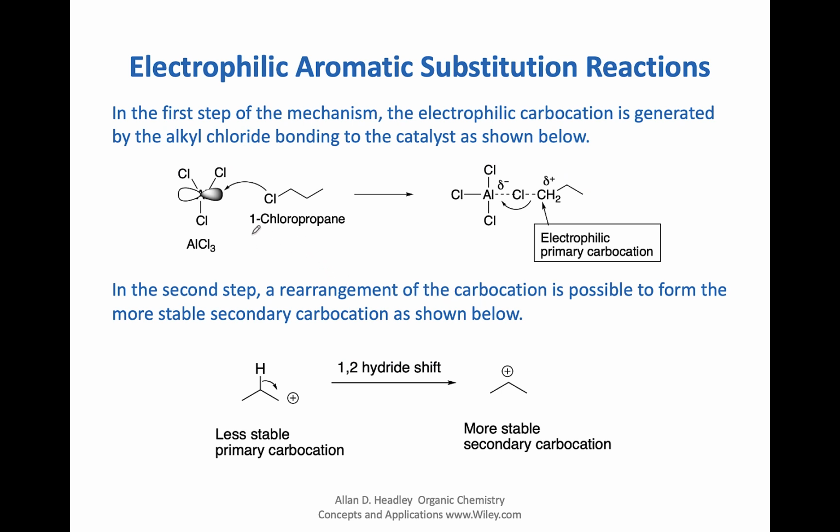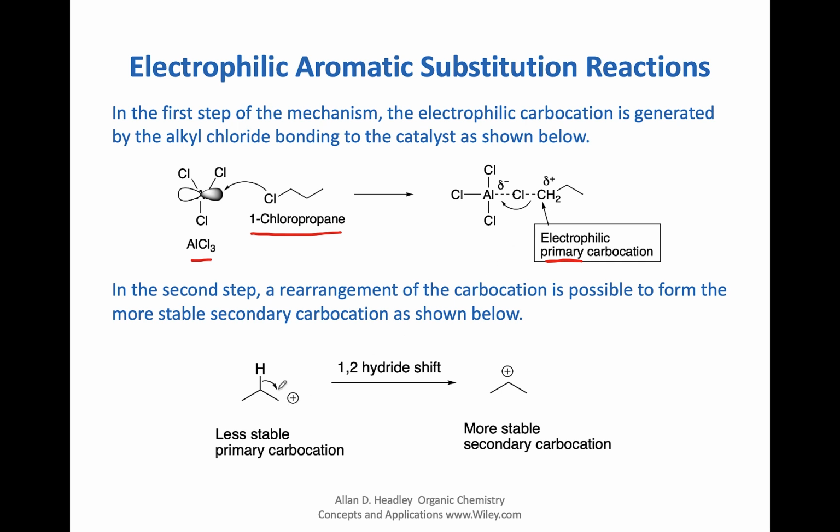Here is our starting material, chloropropane. Here's our catalyst. As expected, we will form here this intermediate where the chlorine bonds to the catalyst, so we have a partial positive or a carbocation-like intermediate here. Notice this is not a methyl carbocation, but now it's more like a primary carbocation. So it may, in fact, and it will, leave the catalyst to form a primary carbocation.